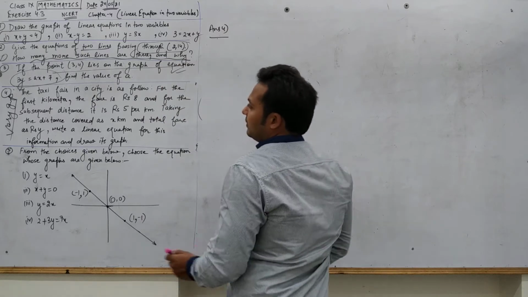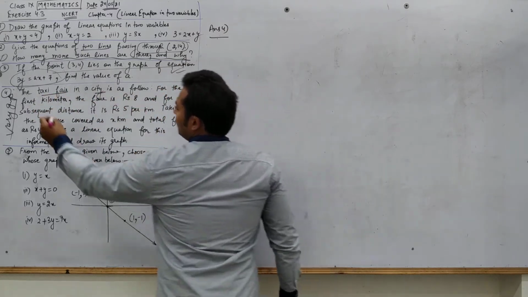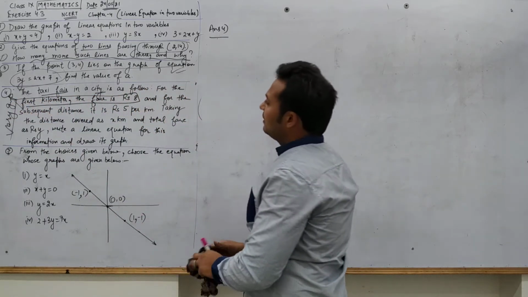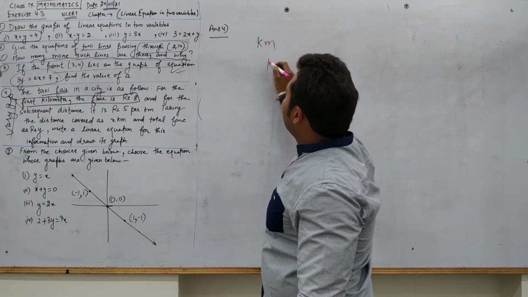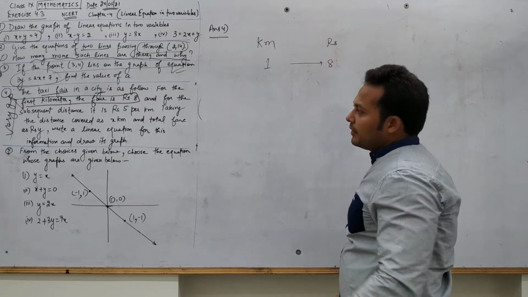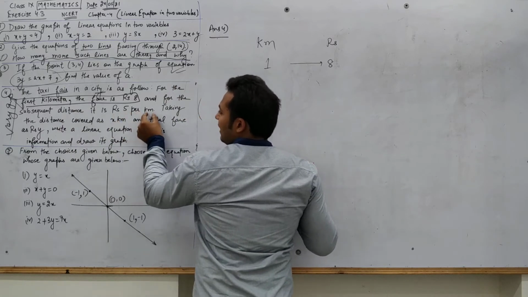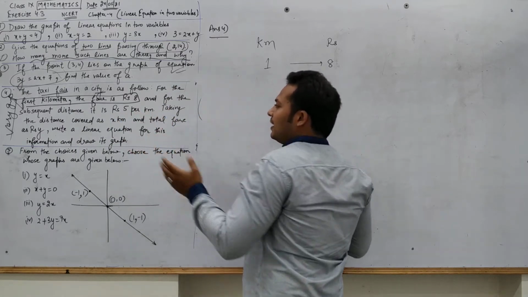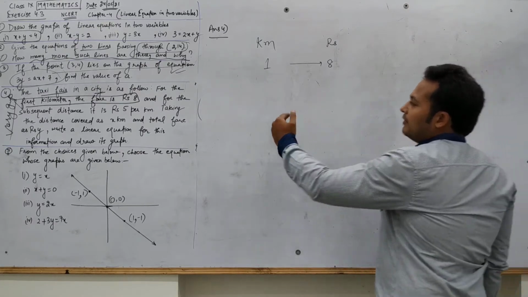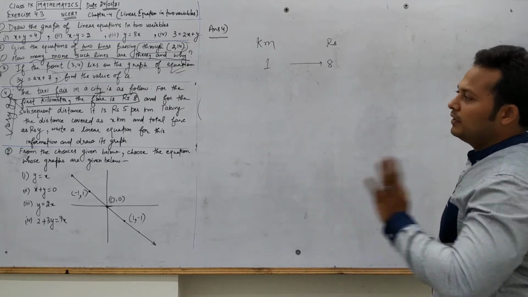See, we are told that a taxi fare in a city is as follows. For the first kilometer the fare is rupees 8. It means that whenever you travel 1 kilometer, you have to pay rupees 8, and for the subsequent distance it is rupees 5 per kilometer. It means that after the first kilometer, for every further kilometer you travel, you have to pay rupees 5 in addition.